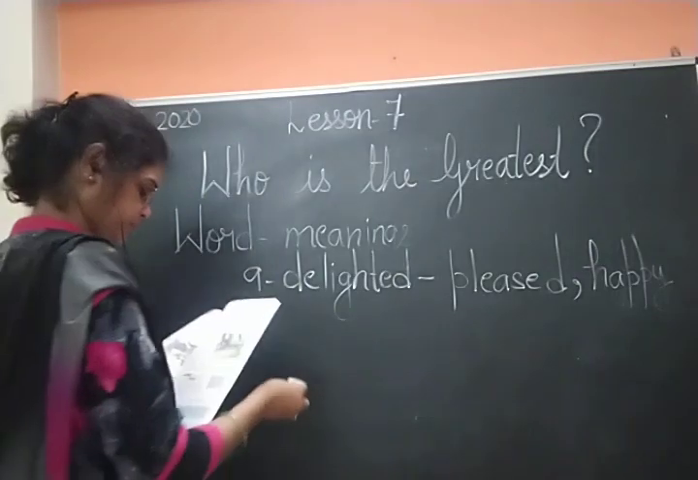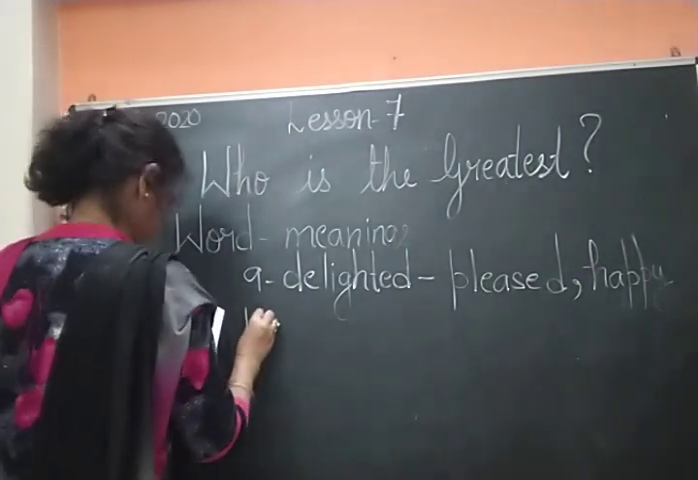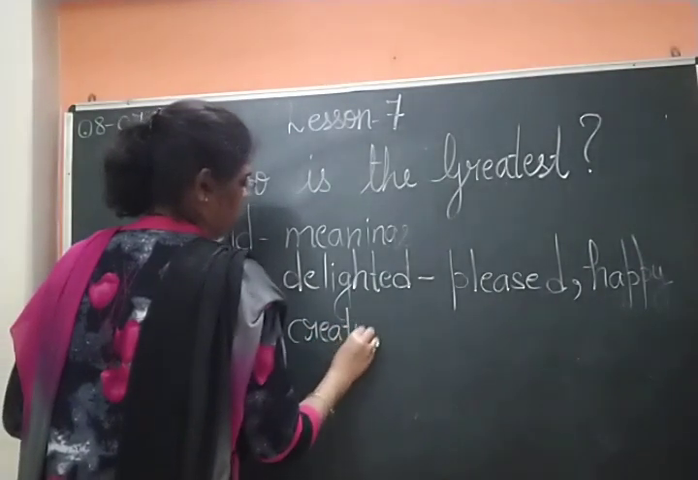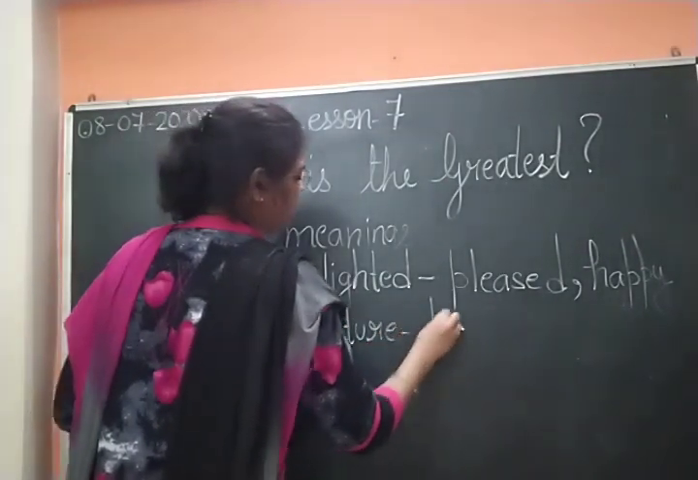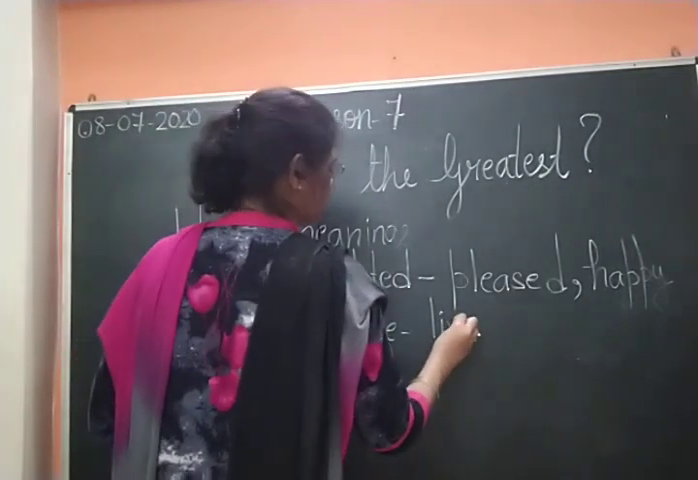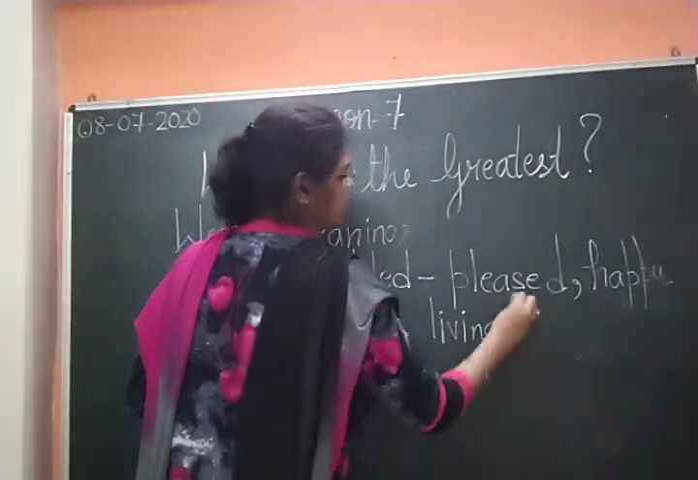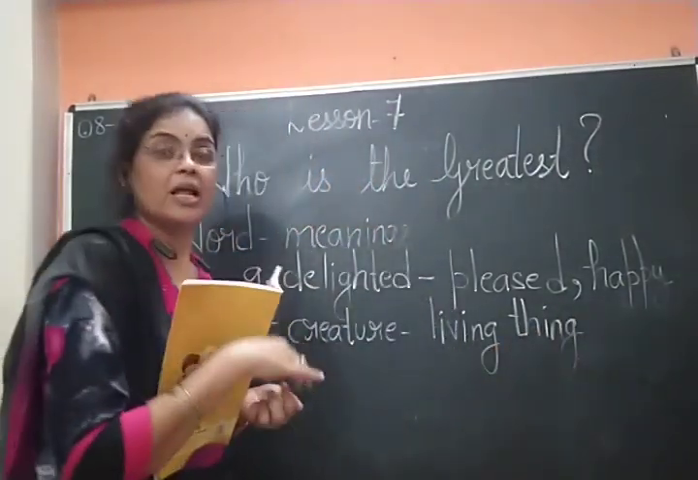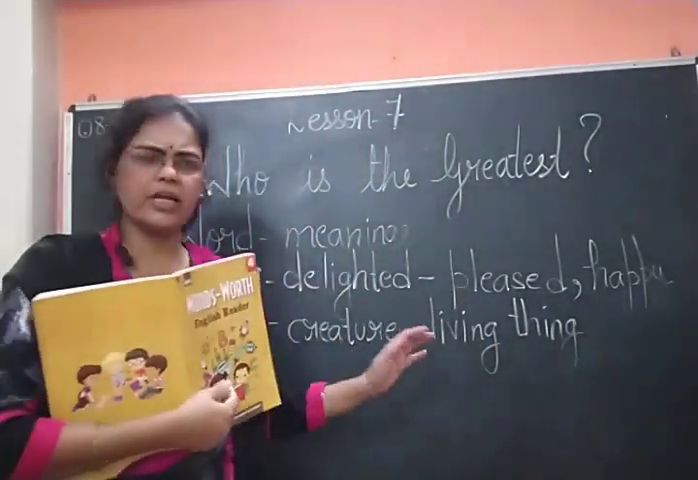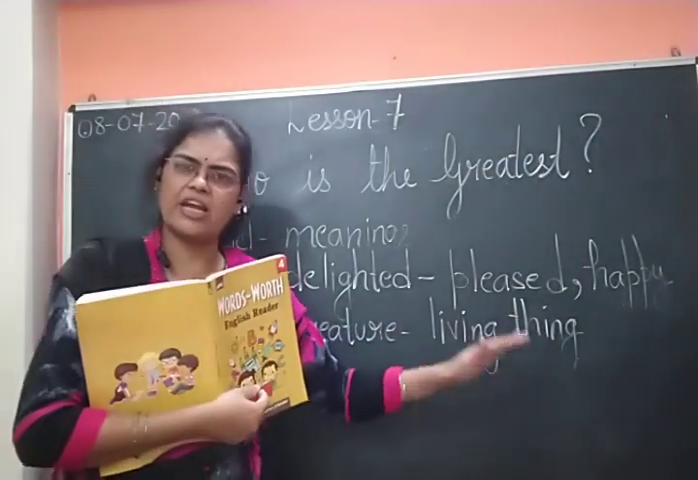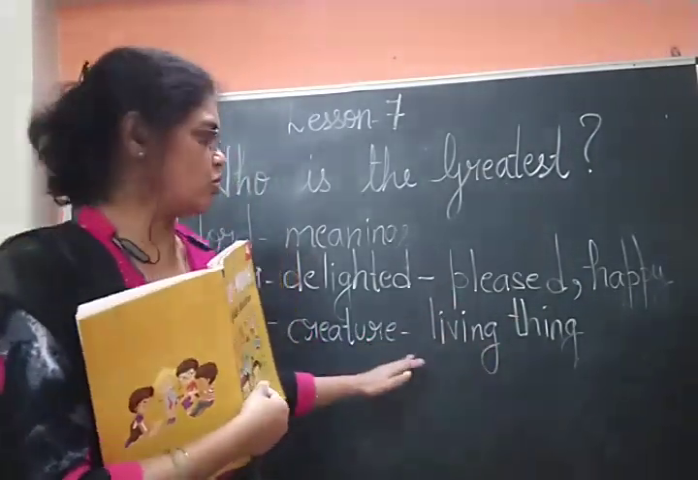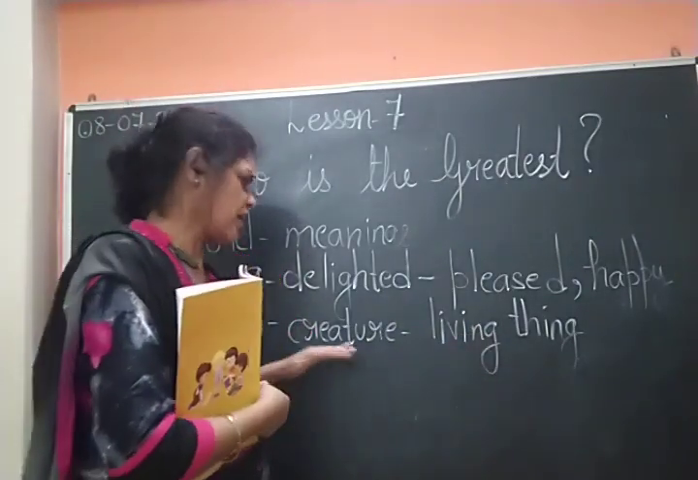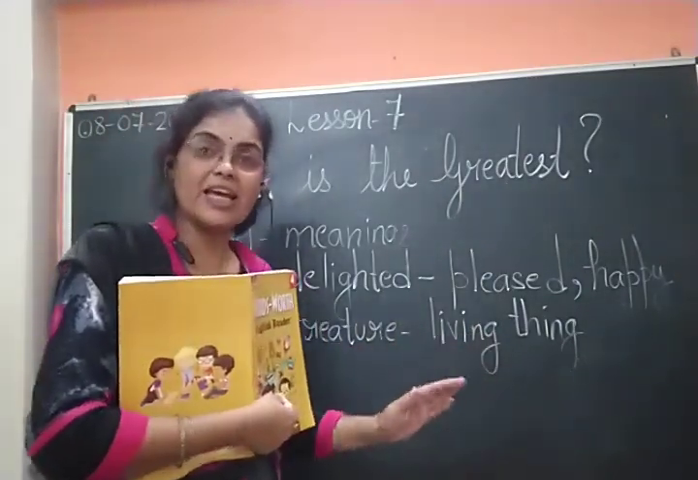Then students, the 10th word is creature. Creature means again living thing. Anything that has got life. कोई भी चीज जिसमें life है, that then only it will be known as living thing. Anything which has got life in it is known as living thing. Being, living thing, creature, these are again the synonyms.